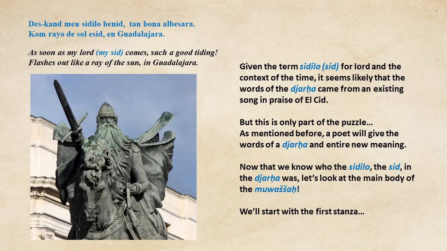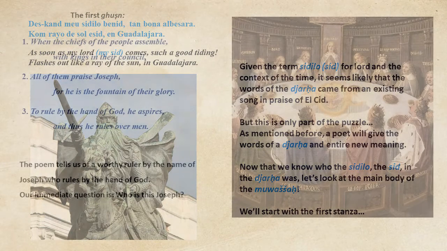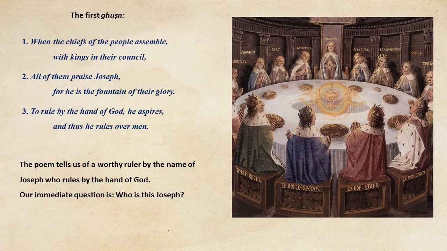But this is only part of the puzzle, because, as mentioned before, the poet will give the words of this Jarha an entirely new meaning. So, now that we know who the Cidillo or the Cid in this Jarha was, let's look at the main body of the poem of the Muwaššaḥ. Now we'll start with the first stanza. Here we go. The first Rusen. That's the Rusen, if you remember. Those are the three first lines of any stanza. So this is called the Rusen, the branch. The Rusen goes as follows.